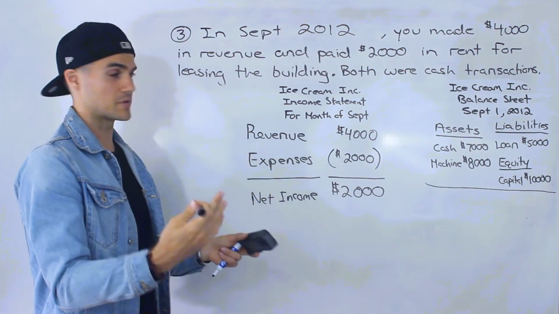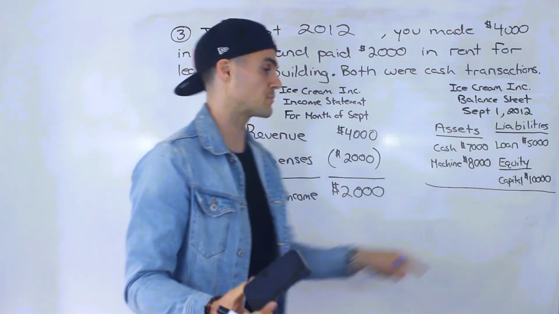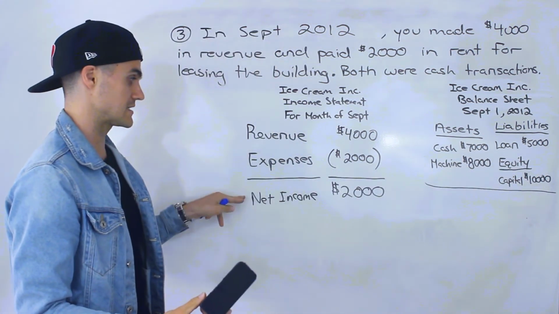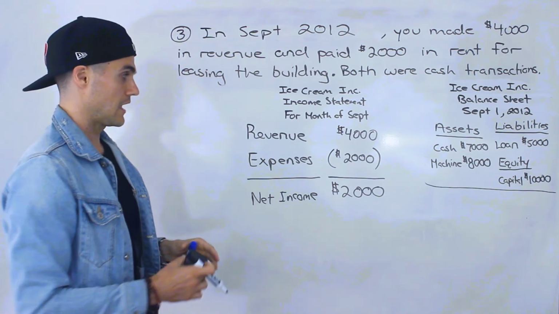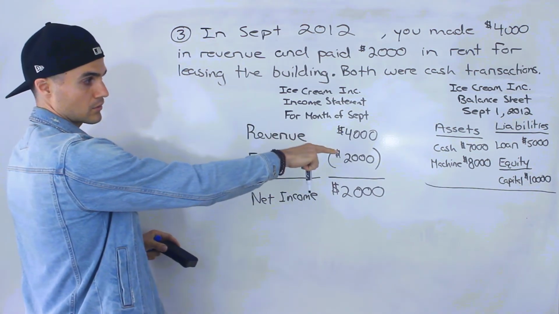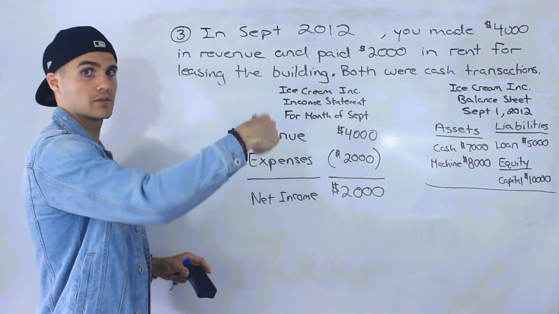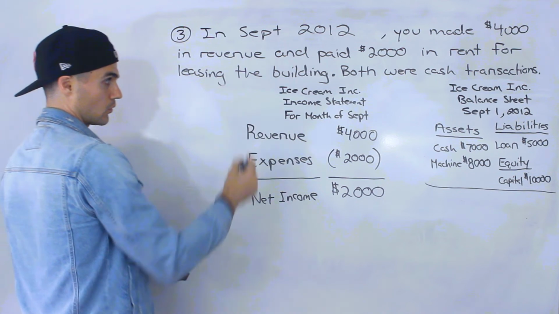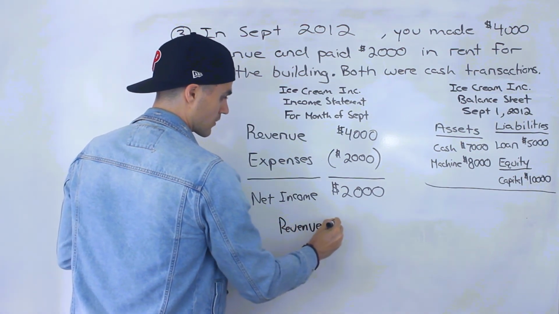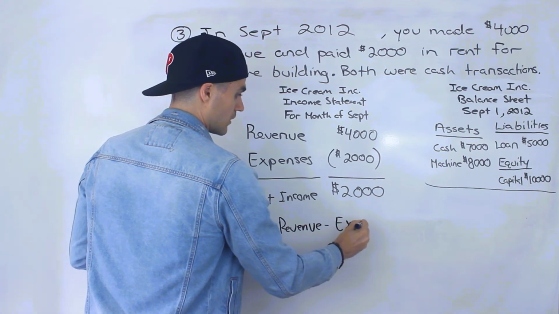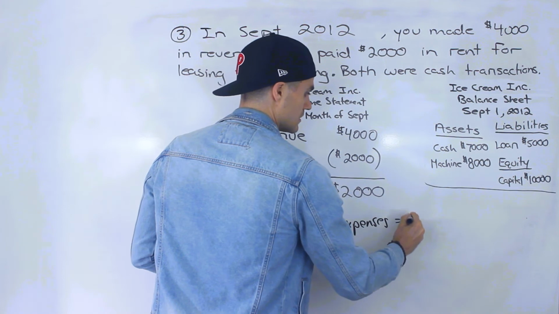Sometimes you'll see that word elements being thrown around. So assets, liabilities, equity, those are the elements of a balance sheet. Revenue, expenses, net income are the elements of an income statement. And if you remember, we created an equation with the balance sheet where assets equals liabilities plus equity. Well, we can create an equation for the income statement as well, where revenue minus expenses equals net income.